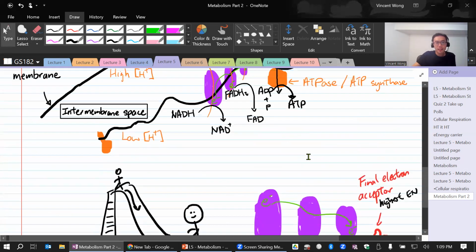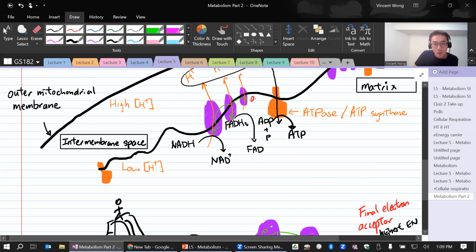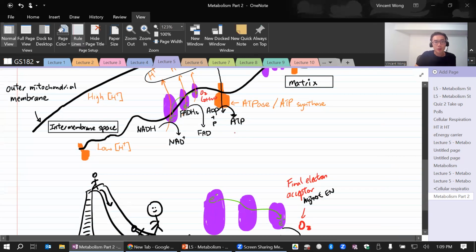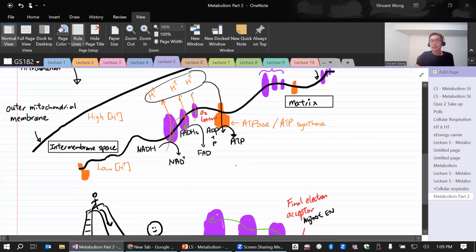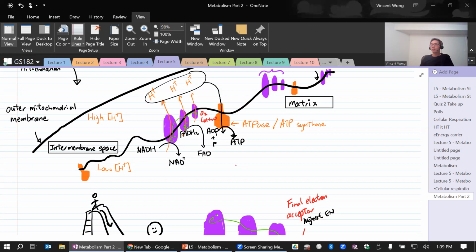All right, so let's go back here. All we need to do is add an O2, and know that it will become H2O. That's all. That's the ETC. That's how we make a majority of the ATP, and this particular method of making ATP we call oxidative phosphorylation. Do you have a question, Patricia?